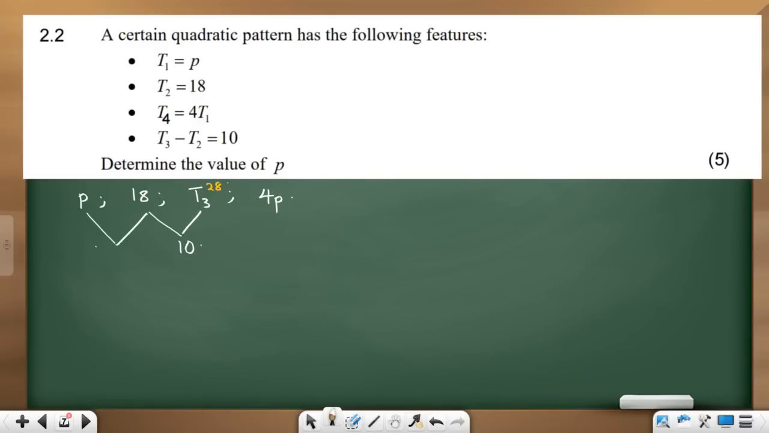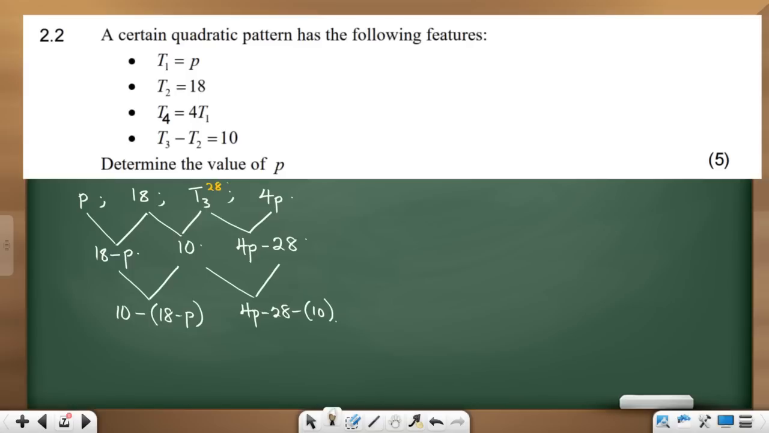Now, what do we know? We know that this one has to be 18 minus P. And this one has to be what? 4P minus 28. Then we move over to the second difference. 10 minus, please use brackets. 4P minus 28. If you want to use bracket, use it here, minus 10. Let's simplify. 10 minus 18 plus P, which would give me minus 8. So P minus 8. And this would give me what? 4P minus 38.